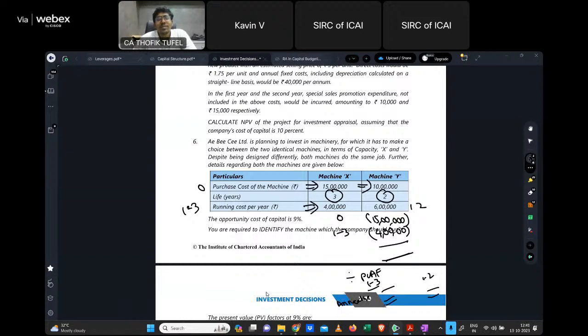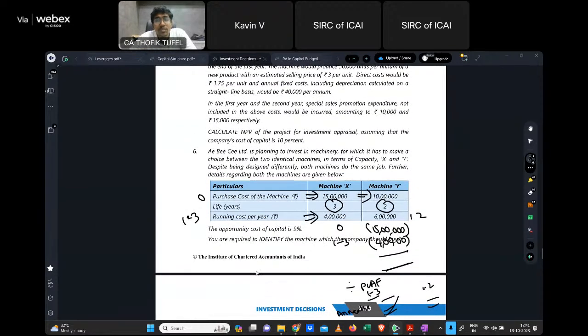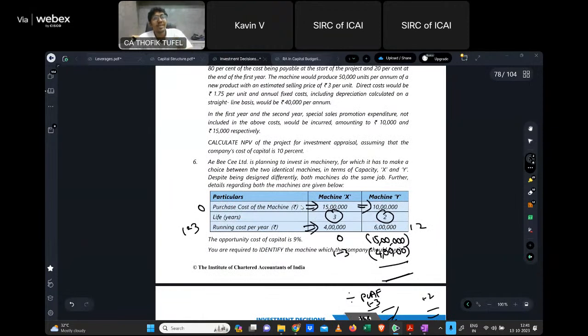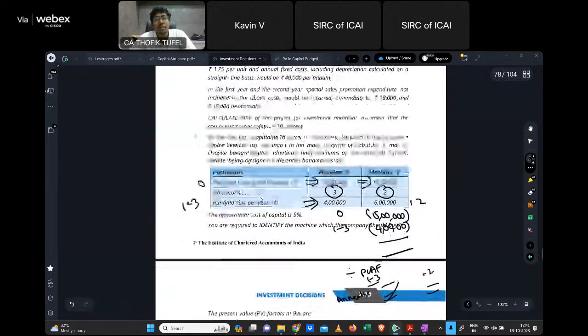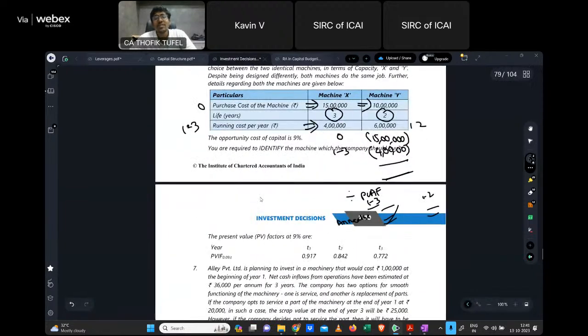Now with this annualized NPV, whichever is more, you have to, sorry, here it is cost. Okay, so whichever is less. See, again one more error we can make. See, here we are not evaluating profits, we are evaluating cost. So cost now, whichever is lower.